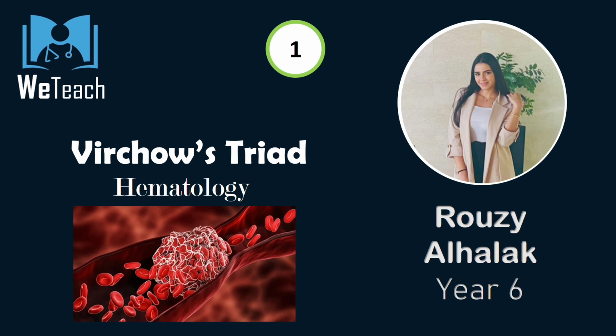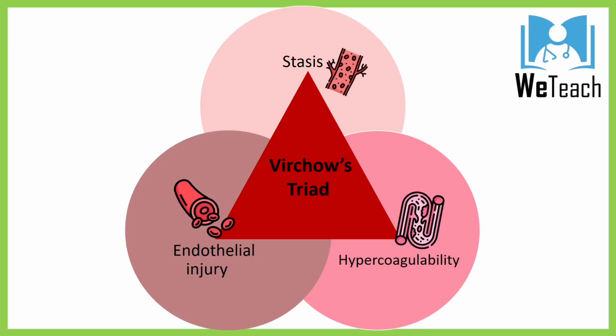In this video, we're going to discuss a commonly tested concept, which is Virchow's triad. Virchow's triad describes the three factors that increase the risk of thrombus or blood clot formation within a blood vessel. So what are the three factors? Endothelial injury, stasis, and hypercoagulability. Let's take a closer look at each of these factors.